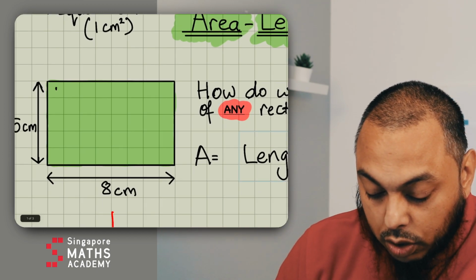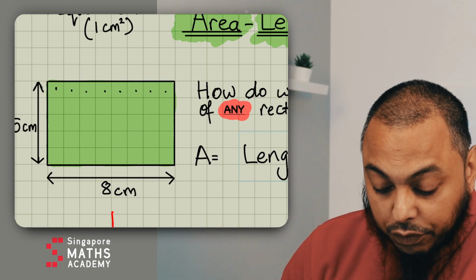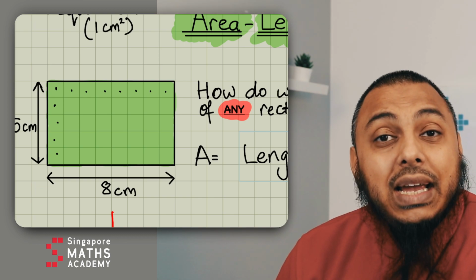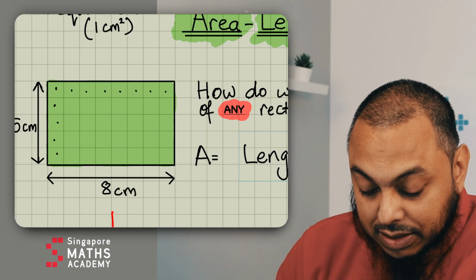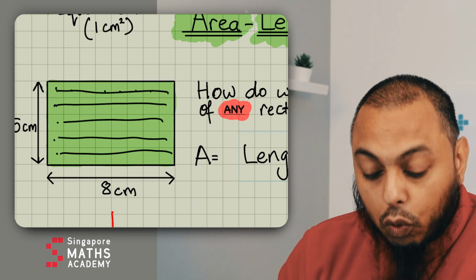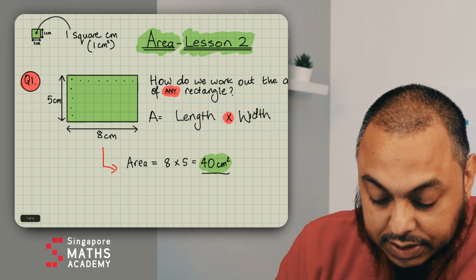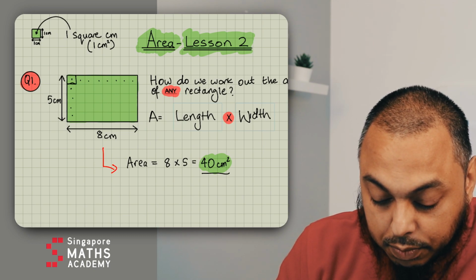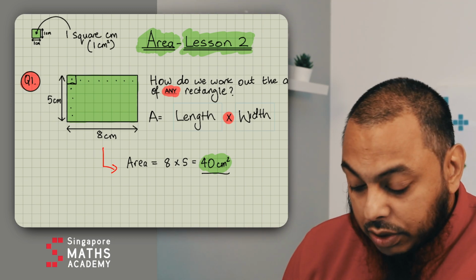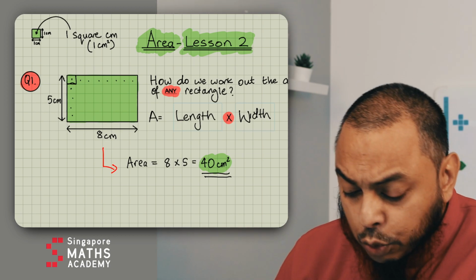Here we go. 1, 2, 3, 4, 5, 6, 7, 8. We've got 8 going across, and we've got 5 layers of 8s. 5 times 8, that must mean there's 40. 8, 16, 24, 32, 40. Altogether, there's going to be 40 of these smaller squares, which are a centimeter by centimeter in length and width. And so altogether, we have 40 square centimeters as our area. So that's what we looked at last lesson. That was a quick reminder.